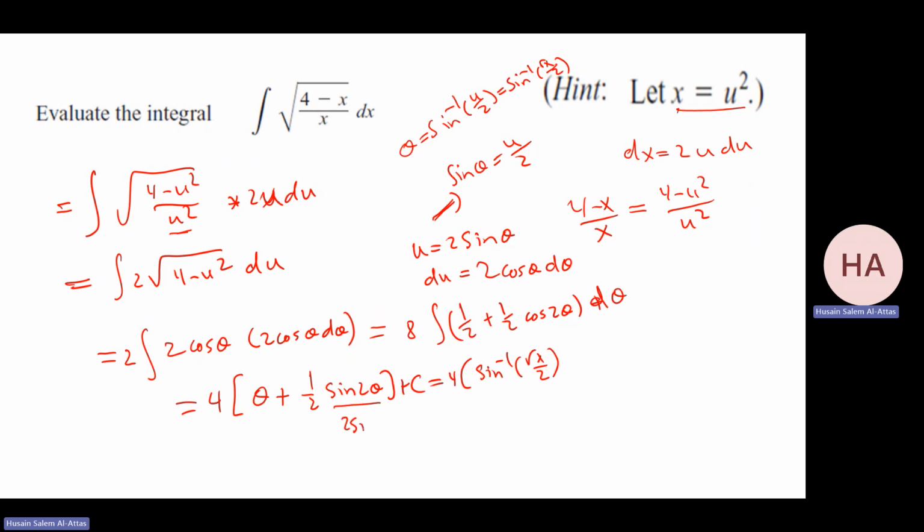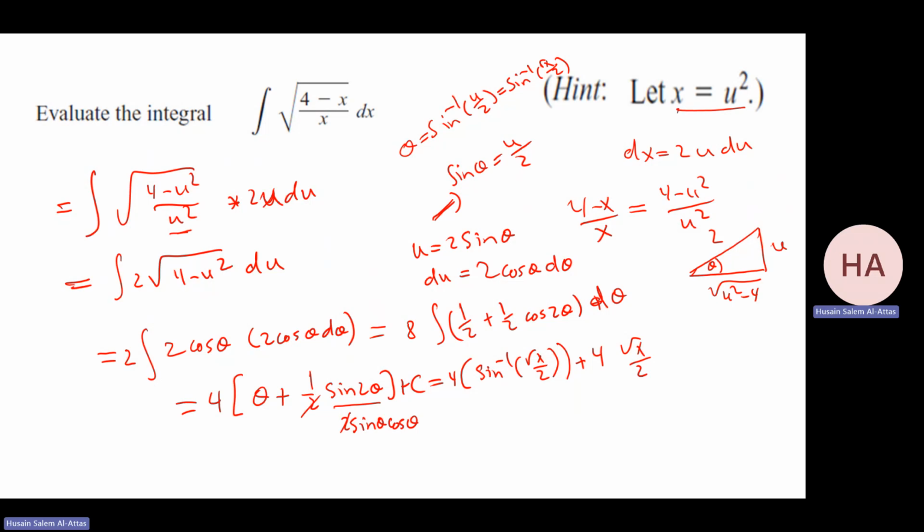This is 2 sine cosine. So the 2 cancels with the half. Don't forget there is plus 4, huh? 4 multiplied by everything. Sine theta, let me do the triangle. Sine is u over 2. So this will be u squared minus 4. So I have what? Sine theta, which is u over 2, which is square root of x over 2.